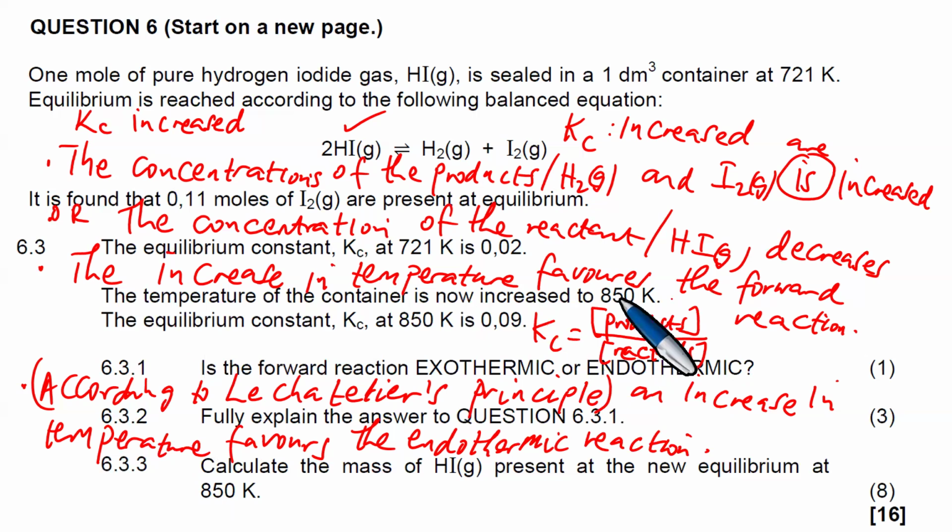So the increase in temperature favors the forward reaction. How does it favor the forward reaction? Because the Kc increased, and Kc increase means the products became larger in concentration, and therefore the forward reaction was favored. And yeah, there's more we can always say there.